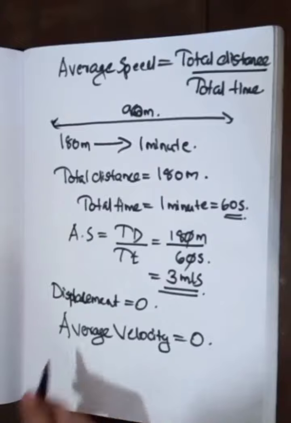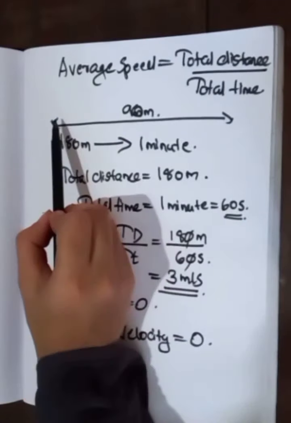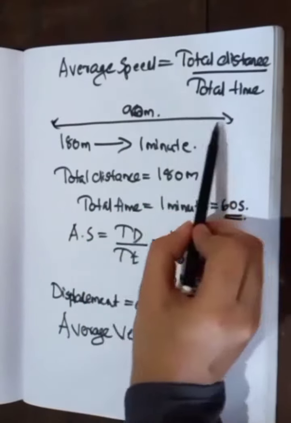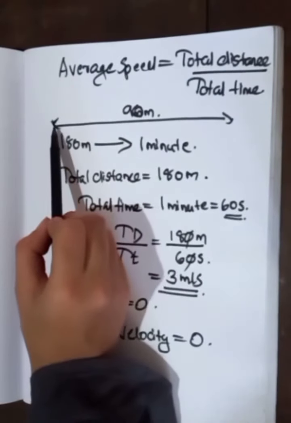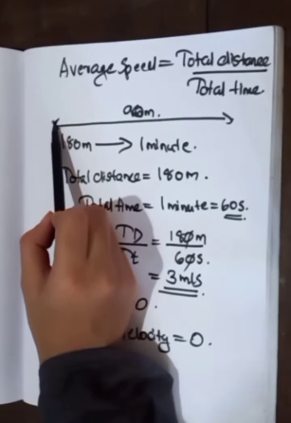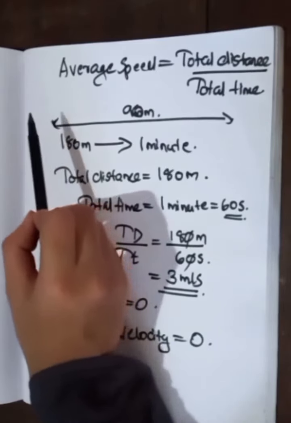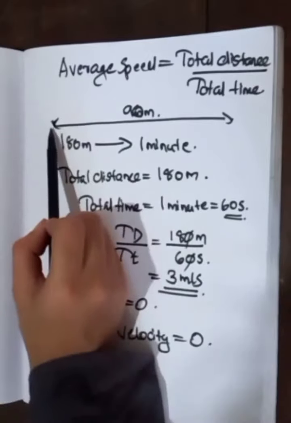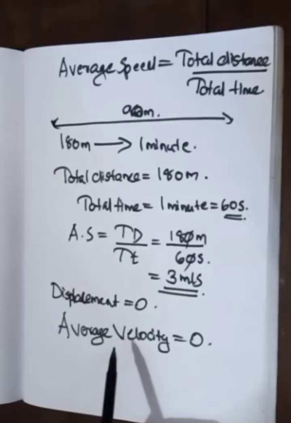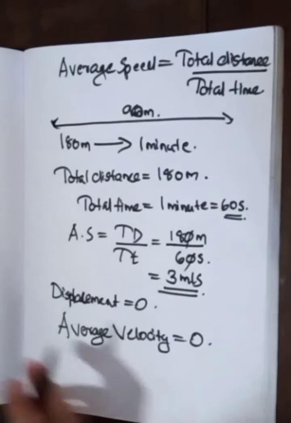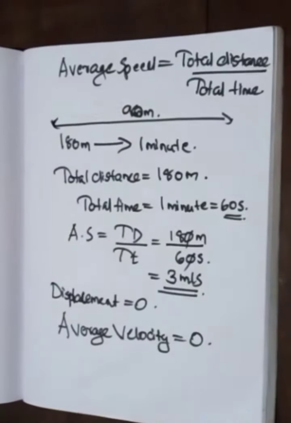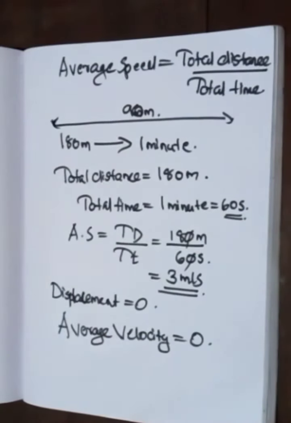Hope you clear that. She starts the journey from here and she covers 90 meter and then covers 90 meter, 90 plus 90, 180 meter, and she ends here. She starts and ends her journey at the same point. So the displacement will be 0 and the average velocity also will be 0. Hope you clear that. Then we move on to the next question.